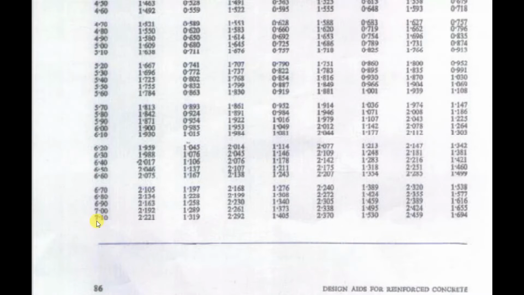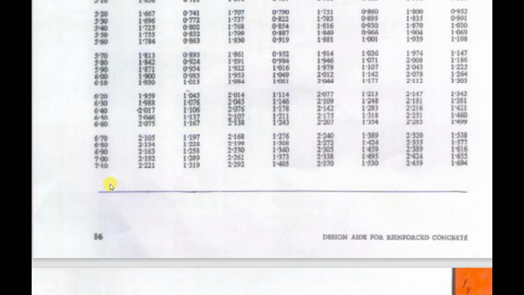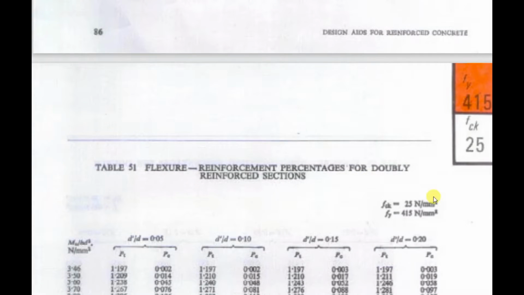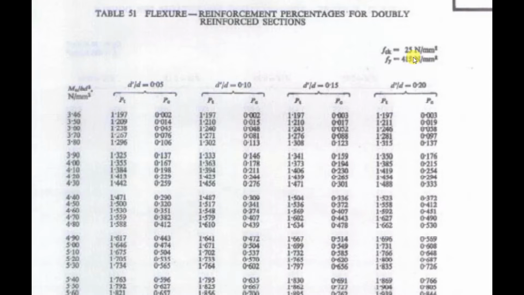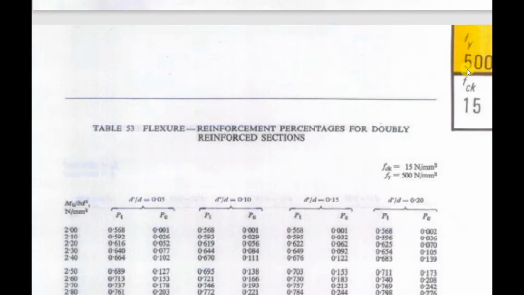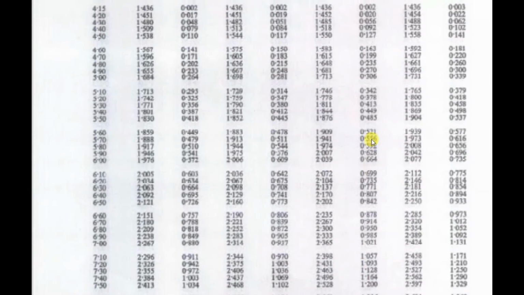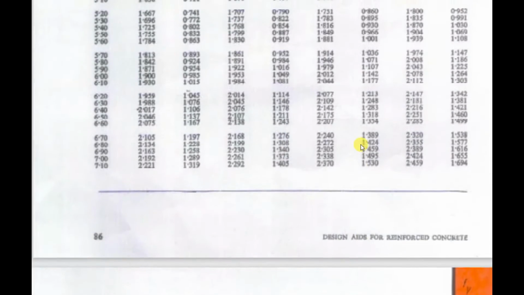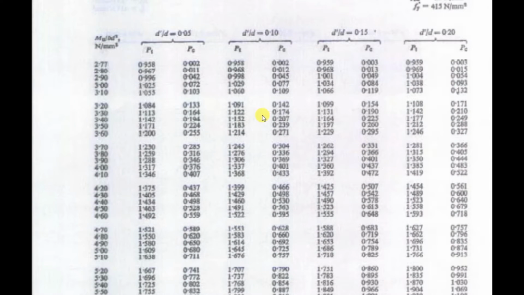This is again the limiting value, and if it goes beyond that, we have to increase the concrete grade or steel grade. So we have tables for all the concrete grades and steel grades. I hope it is up to M30, and after that Fe500 we started. So according to that, we have to choose the reinforcement percentage, and then we can calculate the area of steel.